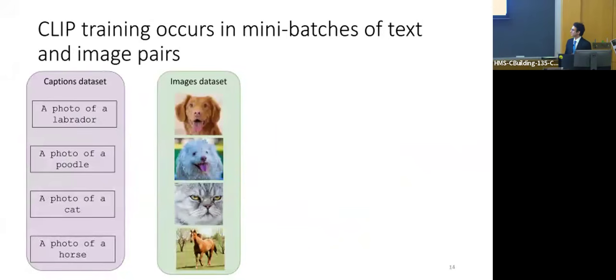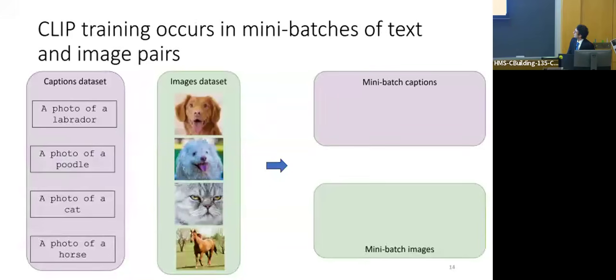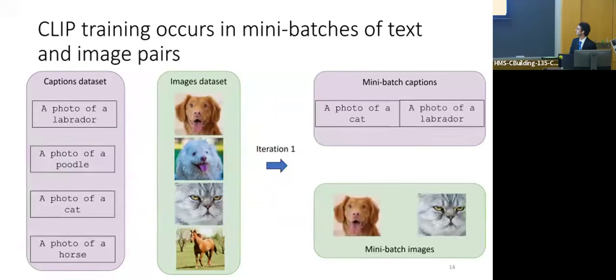So let's say we have a very, very small data set of 4 captions and the related images. During every iteration, what CLIP does is it randomly samples from the captions and the related images, right? So we're just going to draw 2 out. And the goal of CLIP is to accurately pair the image with the caption. We want CLIP to be able to say that the first image in the batch goes with the second caption in the mini batch, and vice versa for the other pair.